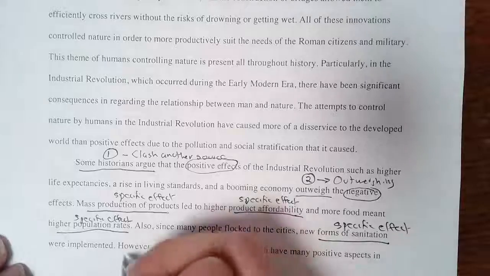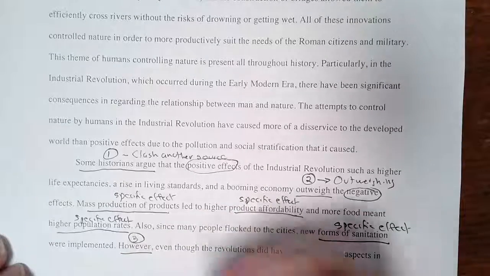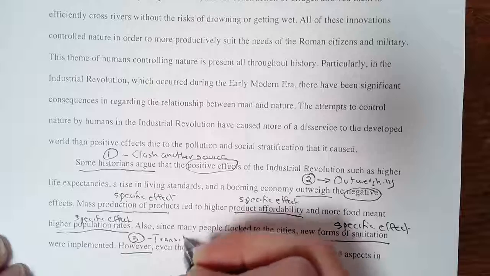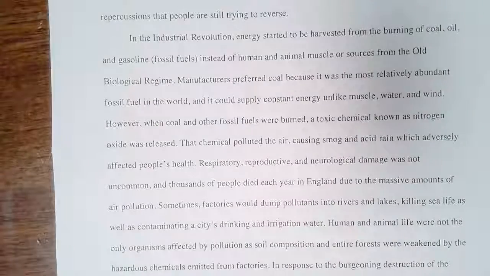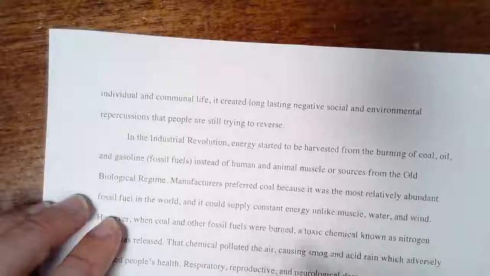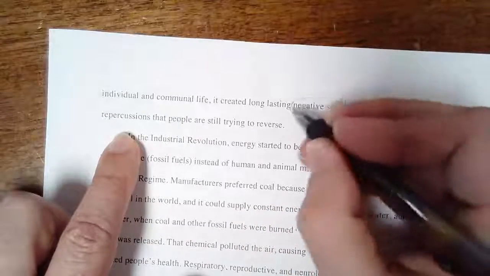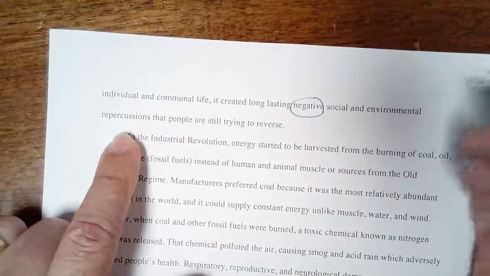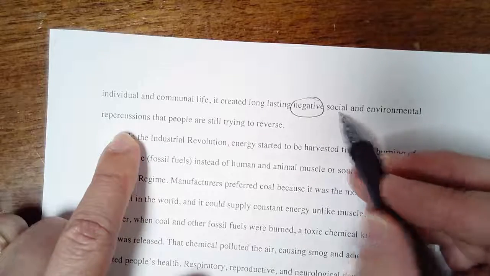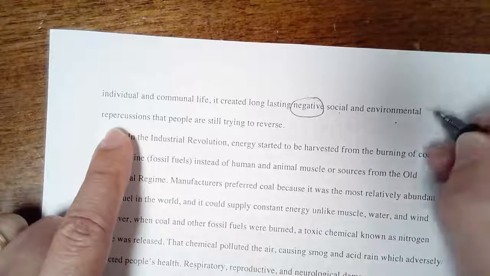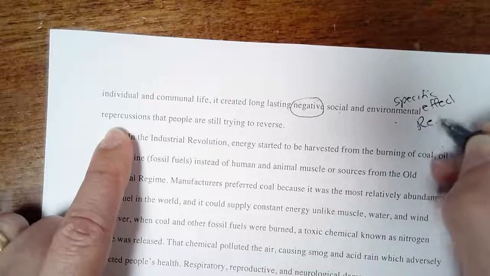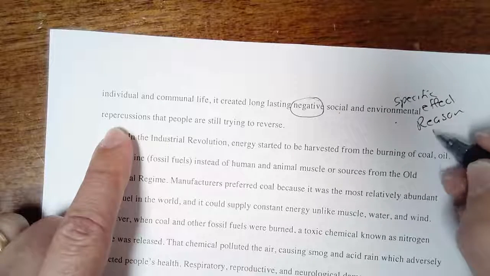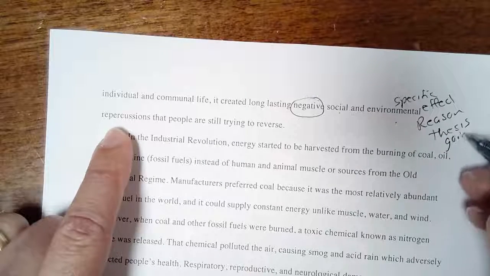"However." So we have a clear transition word that leads us back to the student's thesis. "Even though the revolutions did have many positive effects in individual and communal life, it created long-lasting negative." Now if the student were to stop here, this would be vague, but notice what the student does. "Negative social," that's still kind of vague. "Environmental repercussions." Now we've got a specific effect here that's weighing. And here we've got a reason why the thesis is going to outweigh. So this is what I'm looking for.